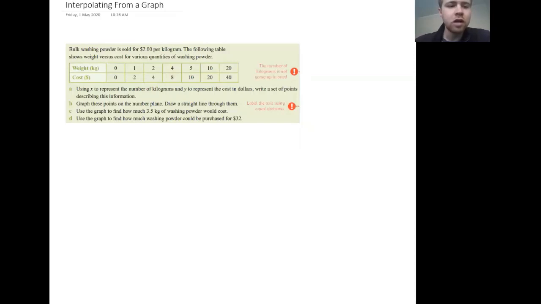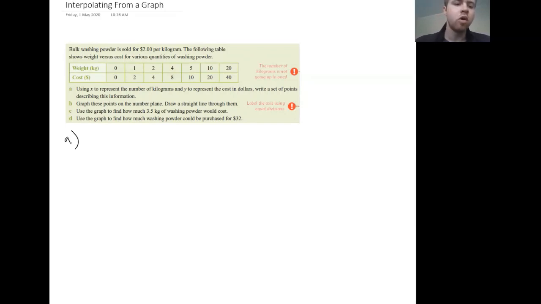First thing we're going to do is, using x to represent the number of kilograms and y to represent the cost, write a set of points describing this information. So what does that mean? Well, we're just going to show what the coordinates of each of the columns in this table are going to be before we graph it.